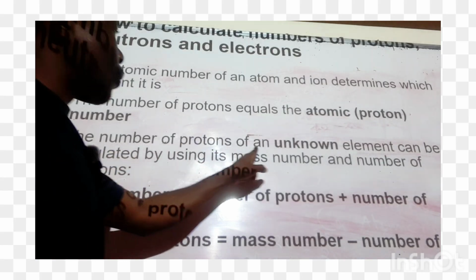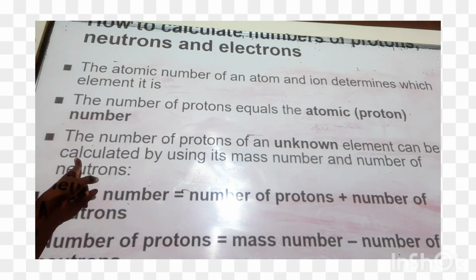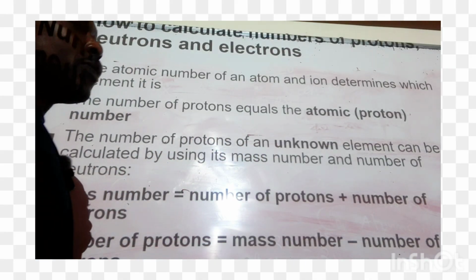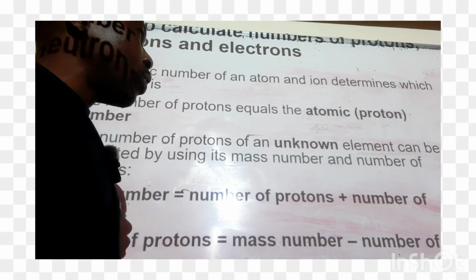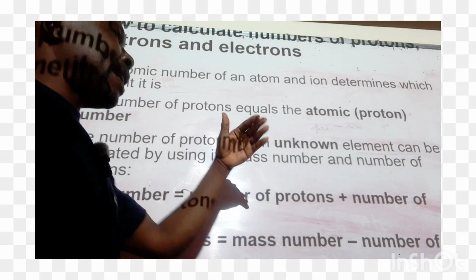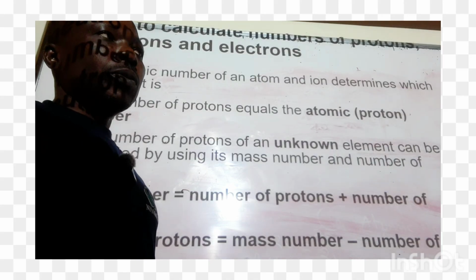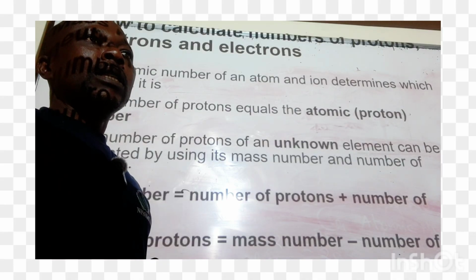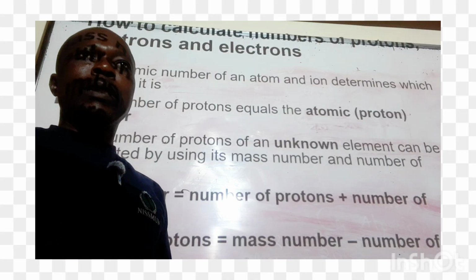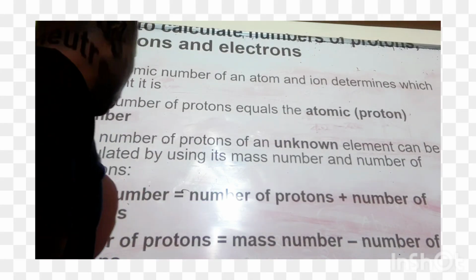The number of protons of an unknown element can be calculated by using its mass number and number of neutrons. In other words, if you are given an element whose atomic number has not been given to you, but the mass number is given and the number of neutrons is given, you can determine the atomic number. You can determine the atomic number by subtracting the number of neutrons from that mass number. The answer you get happens to be the number of protons.